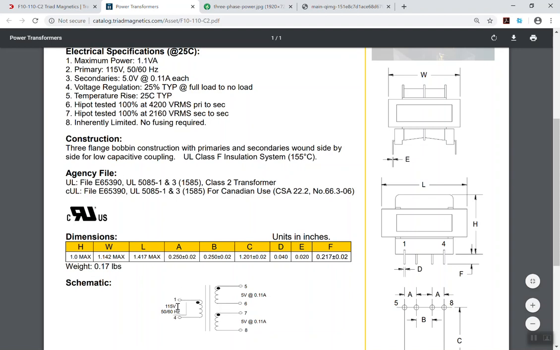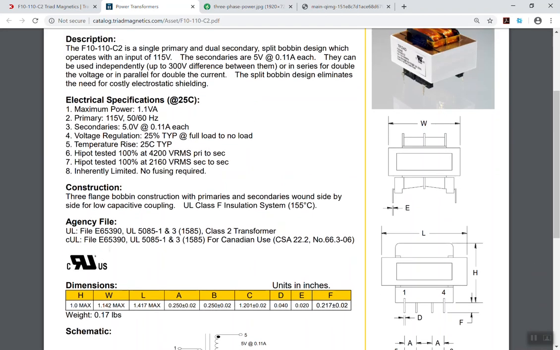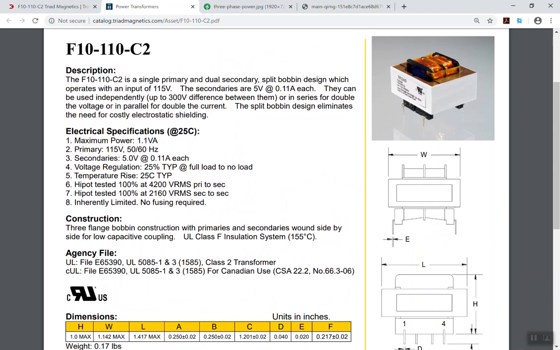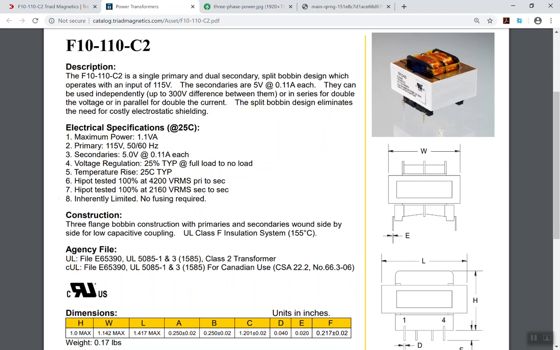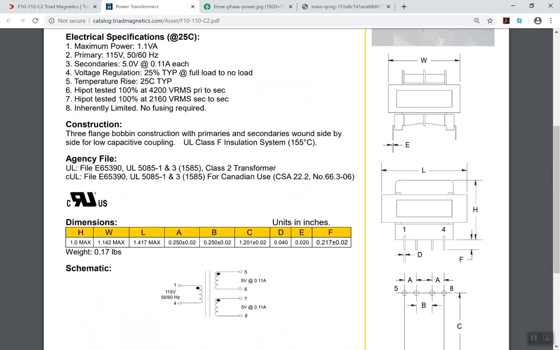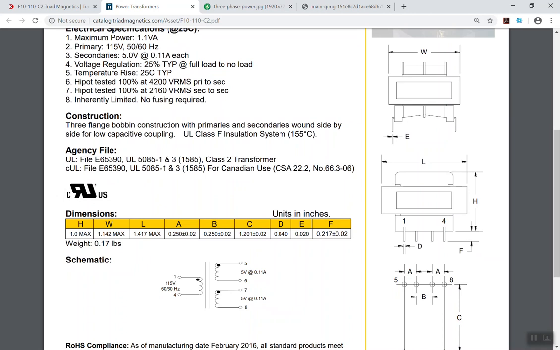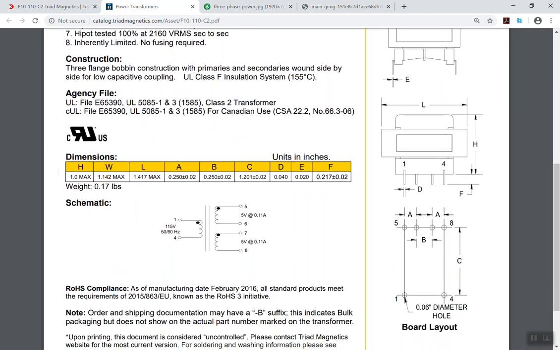You'll see some transformers where they'll have two coils on the primary side, and that's for if you want to have a transformer that's doing like 230 on the input versus 115. And it talks about, hey, used independently up to 300 volt distance or in series for double voltage or in parallel for double current. Needs electrostatic shielding. I'm just trying to see if there's something else here on these.